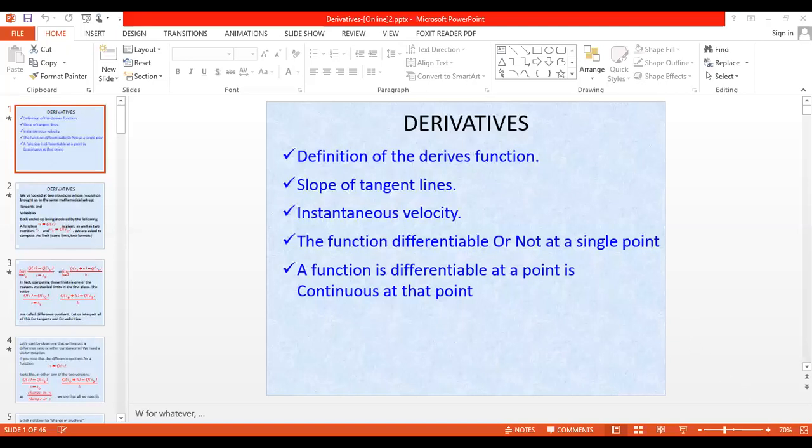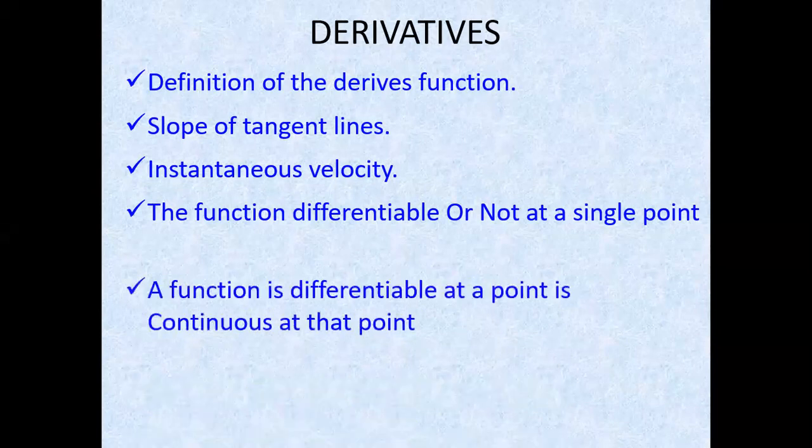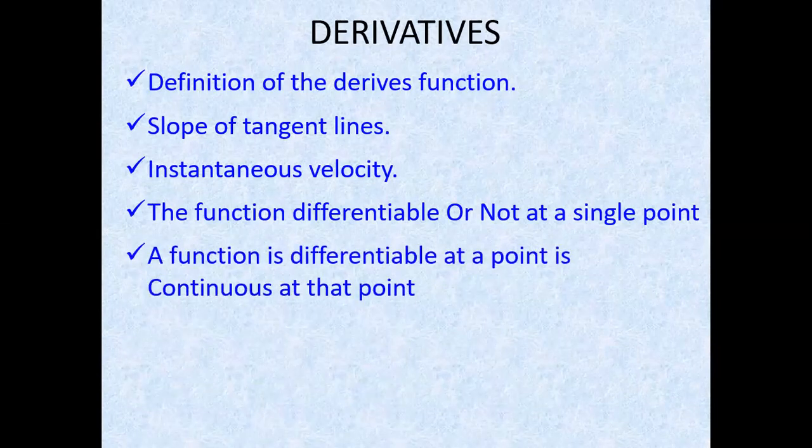तो आज हम स्टार्ट करते हैं with the definition of the derivatives. So first of all, the definition of derivative, a derived function, slope of the tangent lines, instantaneous velocity. The function is differentiable or has a derivative at a single point or not, and then whether a function that is differentiable at a point is continuous at that point or not.